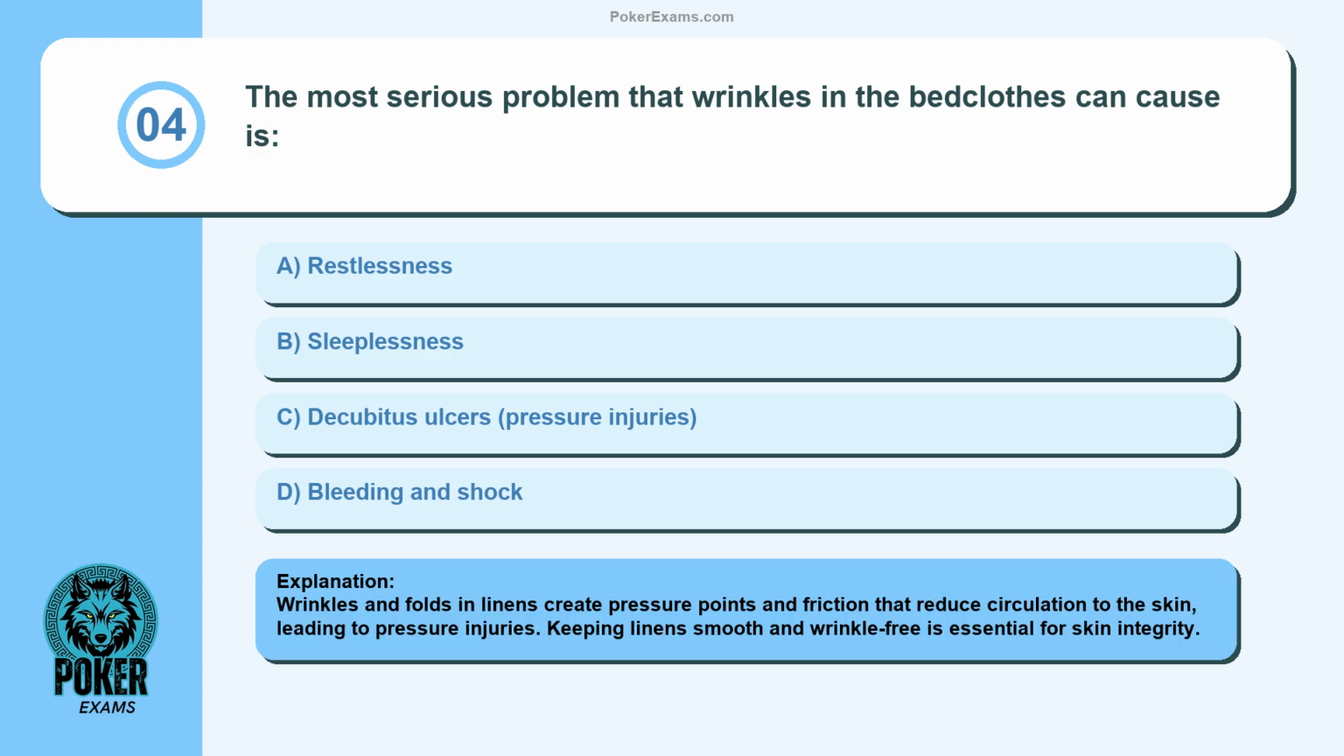Wrinkles and folds in linens create pressure points and friction that reduce circulation to the skin, leading to pressure injuries. Keeping linen smooth and wrinkle-free is essential for skin integrity.